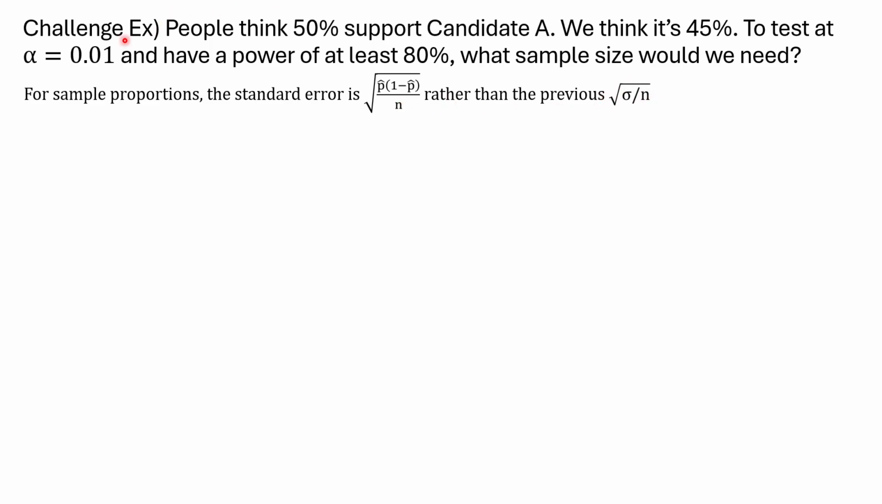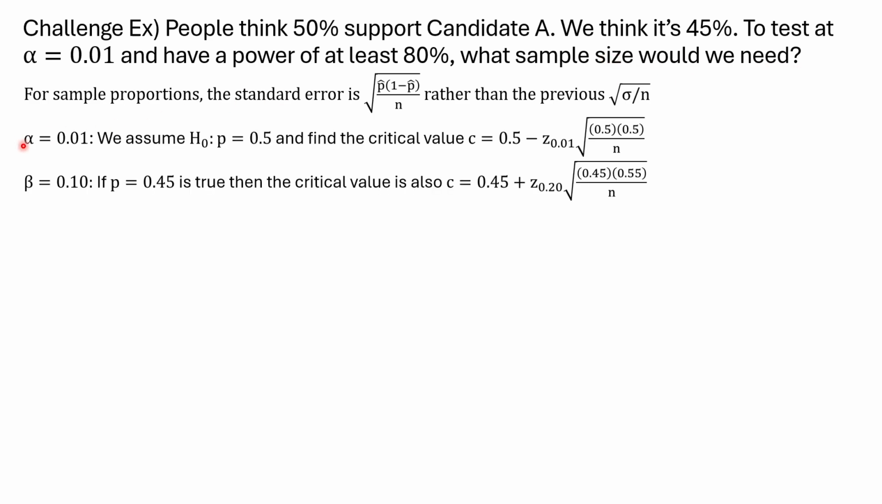So here's the example. People think 50% support candidate A in some election, but we think it's maybe 45%. To test at alpha equals 0.01, so a 99% confidence level, and to have a power of at least 80%, so a chance of detecting a significant difference, rejecting the null hypothesis when we should at least 80% of the time, what sample size should we need?